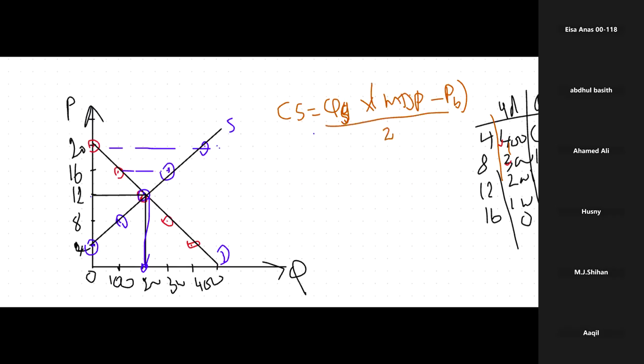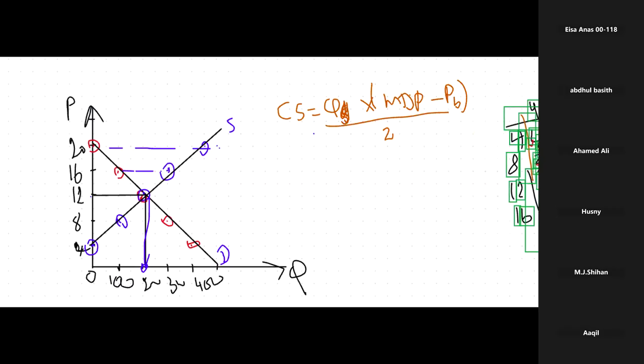Very easy equation. QD into, right? QD into MDP. MDP in short is maximum demand price. QD into maximum demand price minus buyer's price. PB means buyer's price, okay? QD into maximum demand price minus buyer's price, over 2.